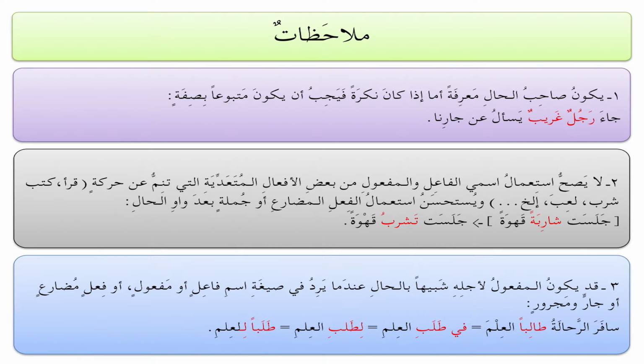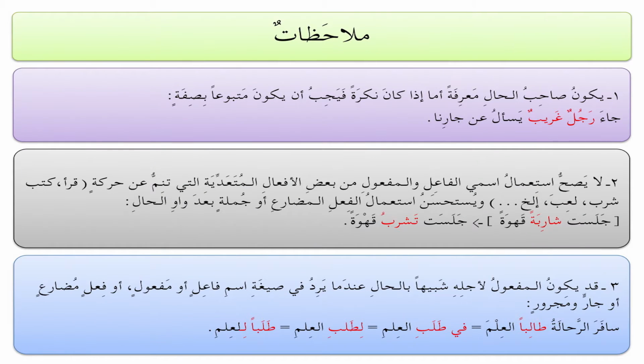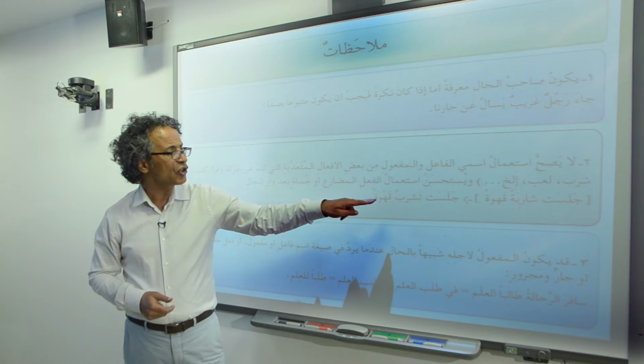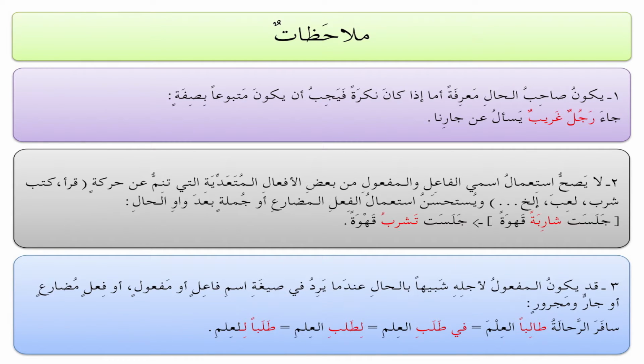ويستحسن استعمال الفعل المضارع أو جملة بعد واو الحال. So it's better in this case to use the other two forms of الحال, meaning using a verbal sentence with a verb المضارع المرفوع, or to use a جملة واو الحال, right? Here's an example. جلست شاربة قهوة. This would not work because شرب here and قهوة, its object, you cannot derive it from a transitive verb as such. So it's better to say here جلست تشرب قهوة. So تشرب would work. جلست وهي تشرب قهوة also would work.